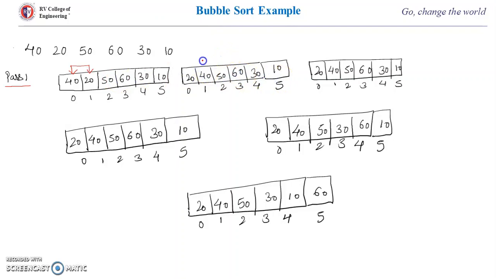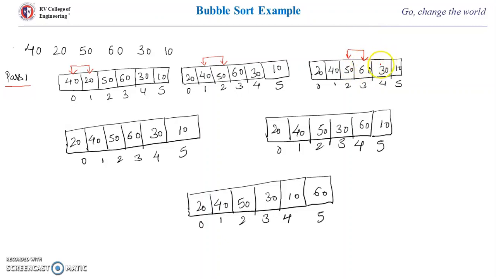Now next, which elements are we going to compare? Array 1 and array 2 will be compared. If array 1 is greater than array 2, but that is not true, so we need not swap the elements, it will remain the same. And then next, 2 and 3 will be compared. If 2 is greater than 3, then we need to swap it. So 2 is not greater than 3, so we will not swap.